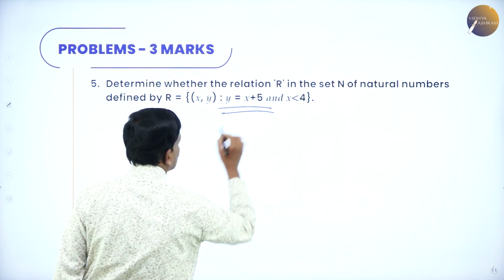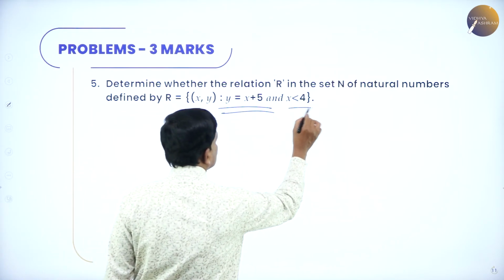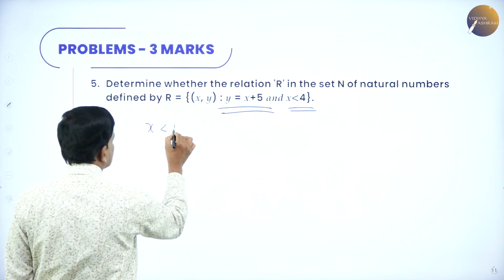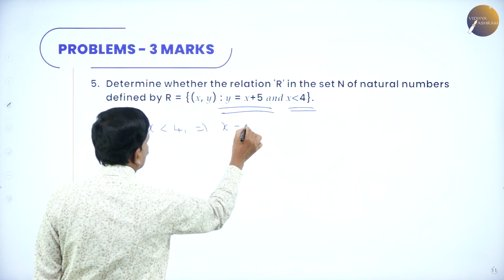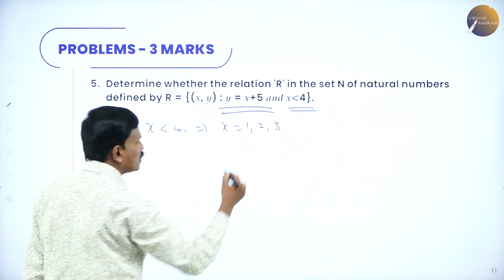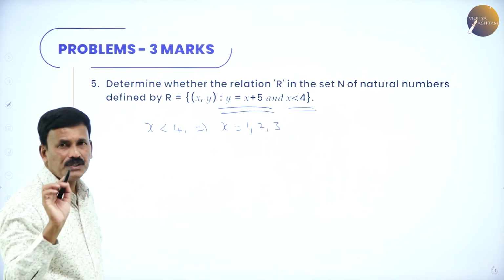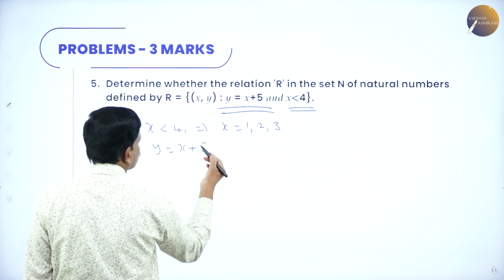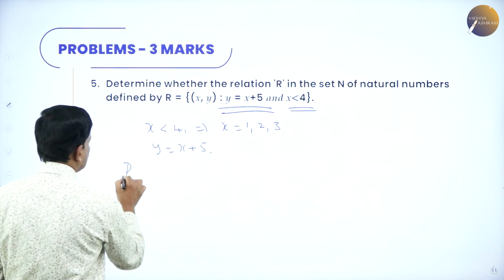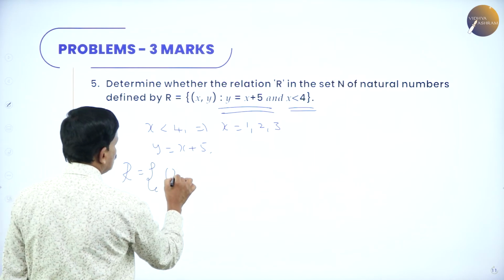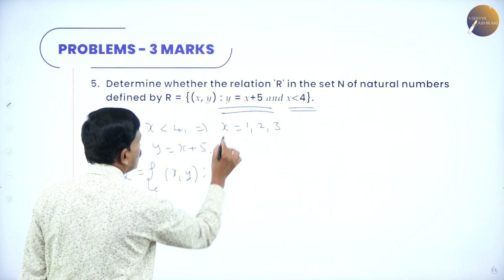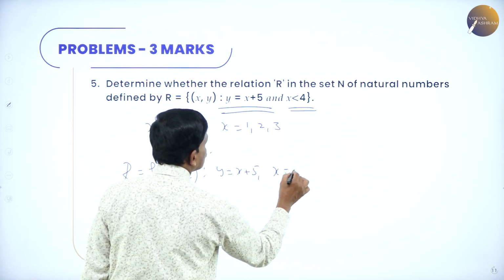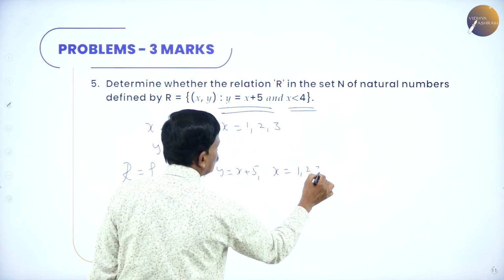Now what are the conditions given? y is equal to x plus 5 and x is less than 4. x is less than 4 means x is equal to 1, 2 and 3. That's all. The values of x are 1, 2 and 3. What is y? y is equal to x plus 5. Therefore, what is the relation? R is equal to {(x, y) such that y = x + 5 and x < 4}, meaning x is equal to 1, 2 and 3.